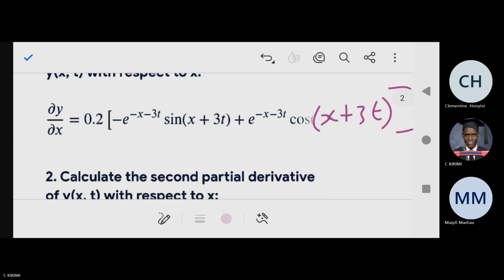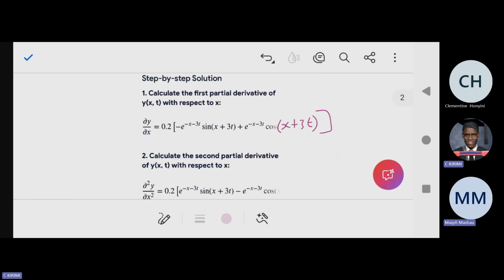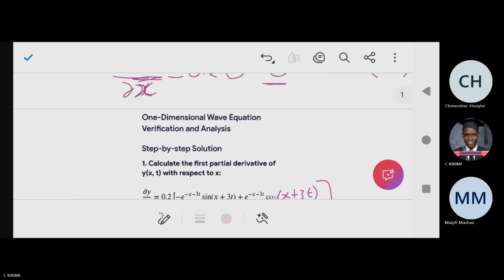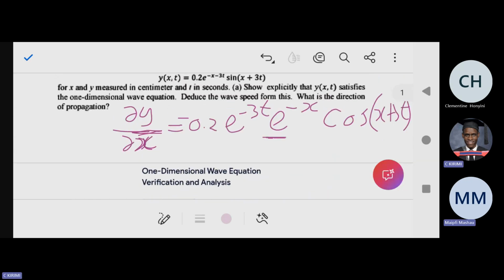I'm differentiating with respect to t now, isn't it? When we were differentiating this one, we were differentiating only the second part. Remember, when we are differentiating this, it's a product rule, isn't it?